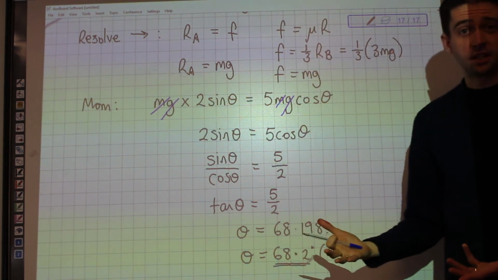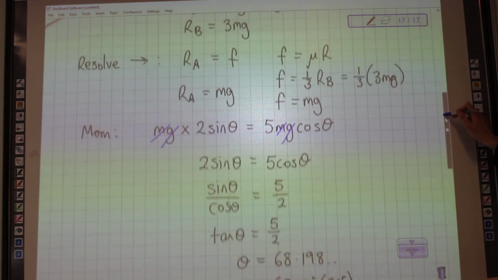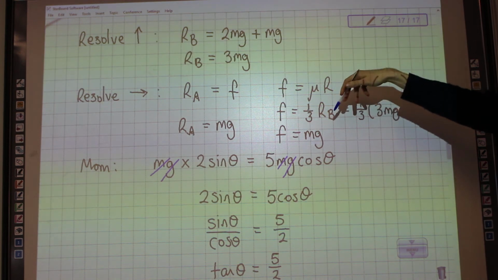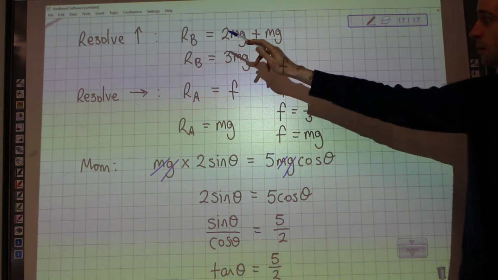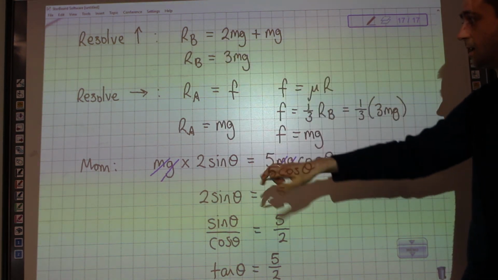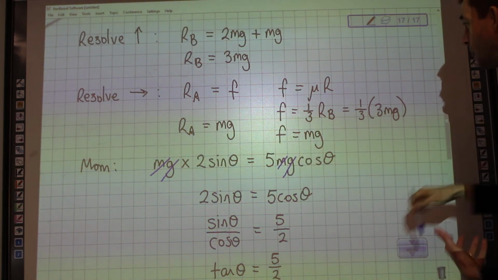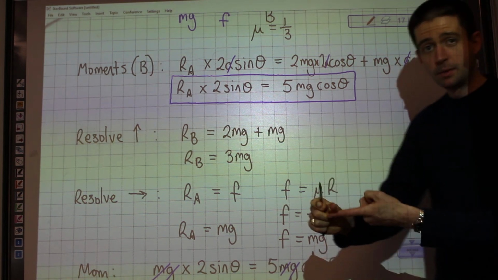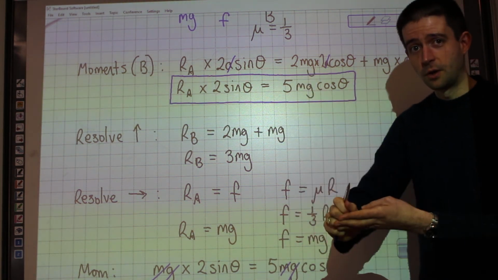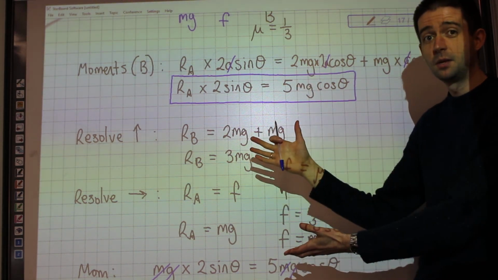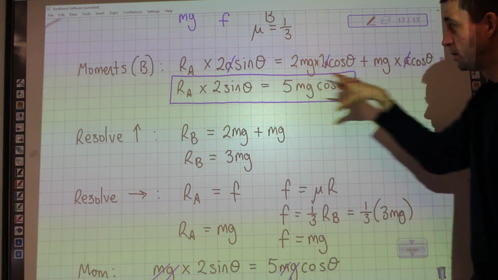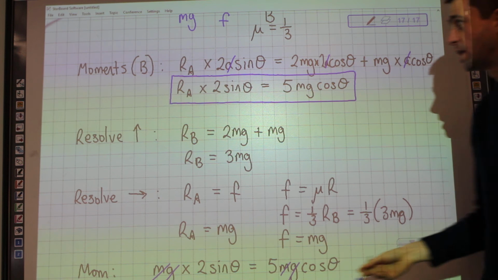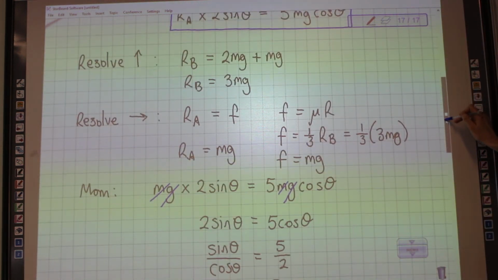So you could argue that I did that in a slightly funny order. Probably the more efficient way to do it would have been to resolve vertically first and then resolve horizontally. I would have had RB and RA that I then could have put into my moments equation. But actually, the fact is it didn't matter, because moments, resolve vertically, resolve horizontally, those were the 3 things I was going to be doing anyway. I did the moments first, parked it until it had some more information, and then used what I then got, and it dropped out quite nicely.